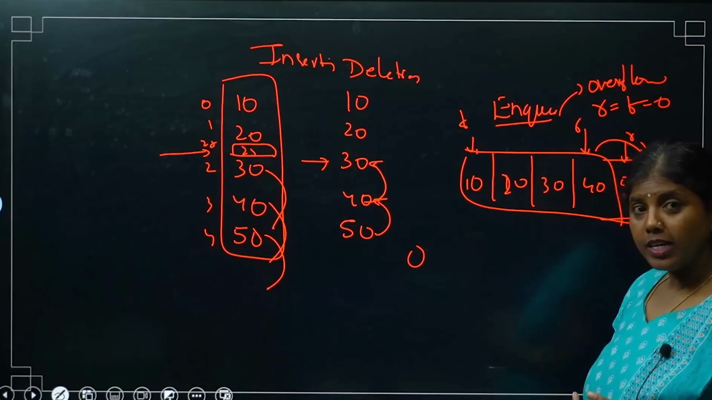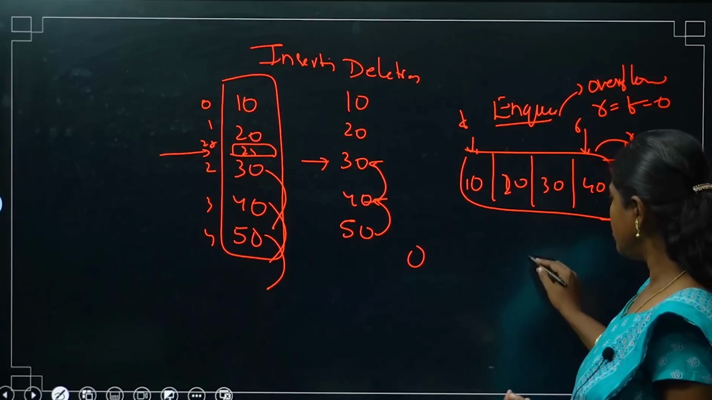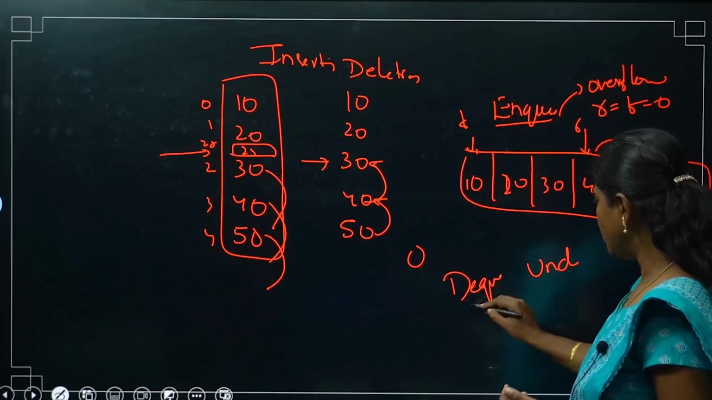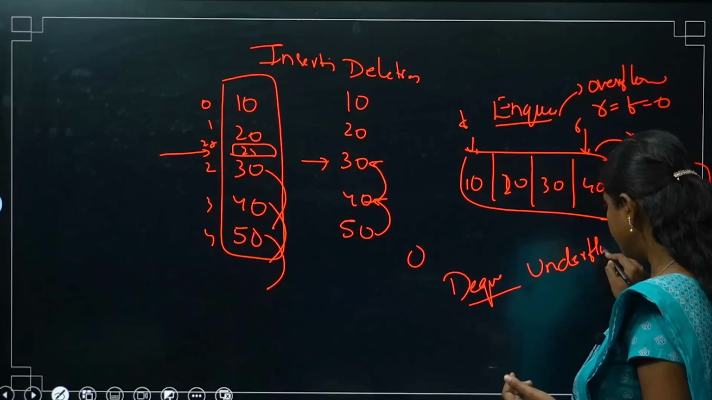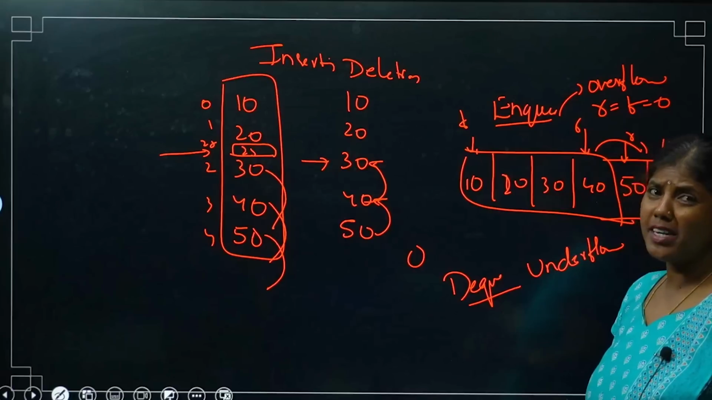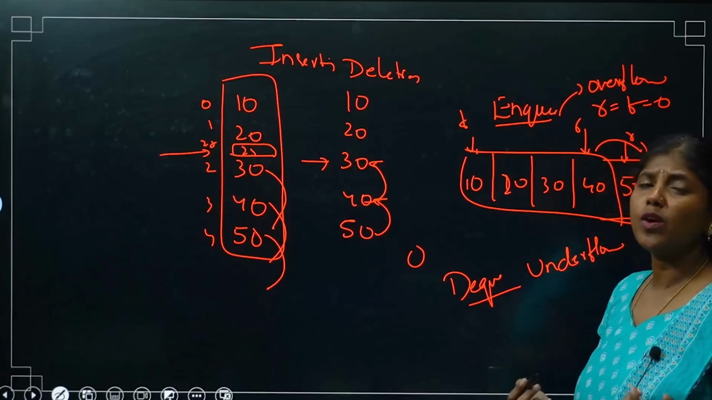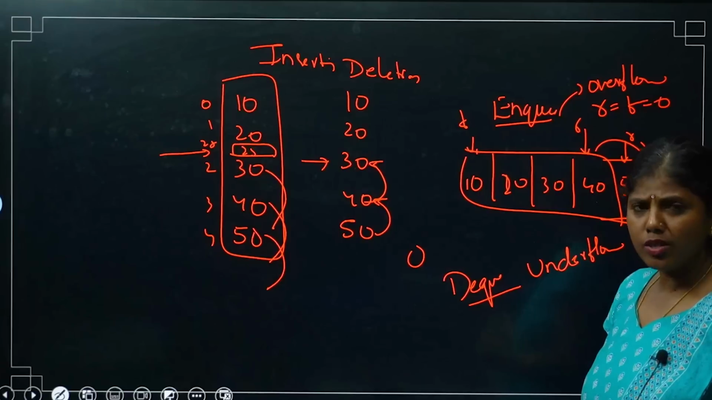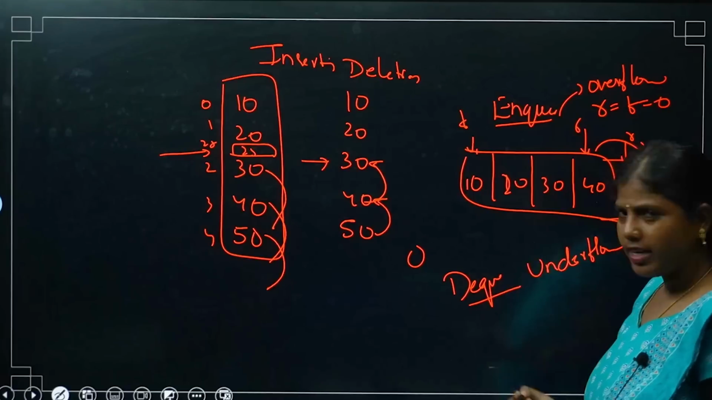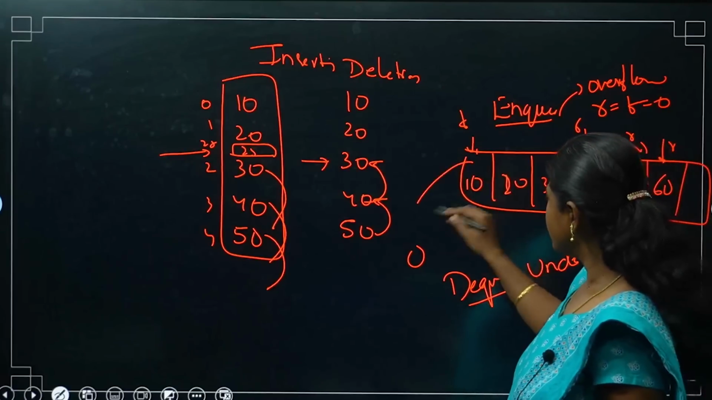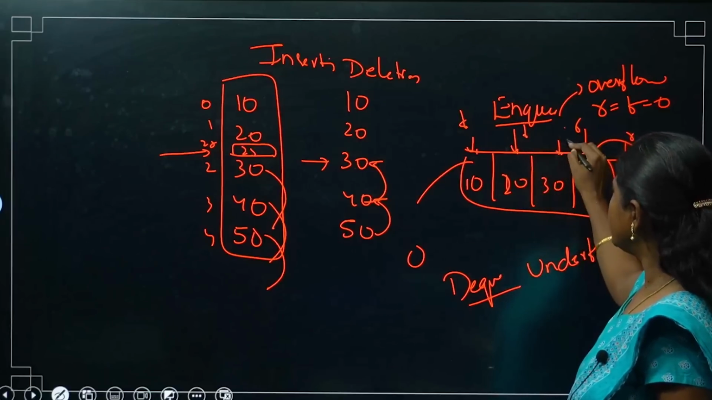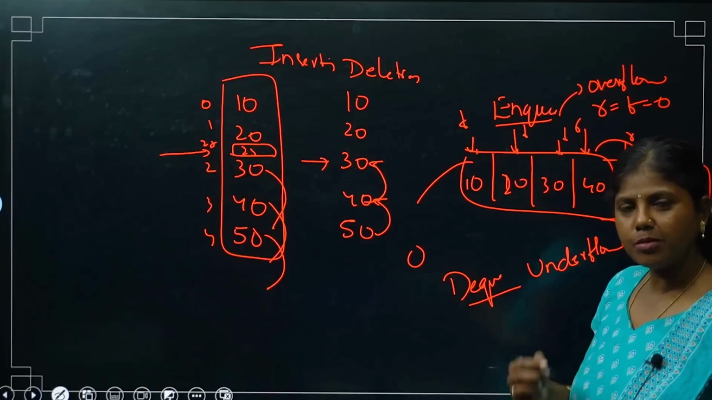What is DQ? First you need to check for the underflow condition. If front is equal to -1, front is null, when there is no element, how can we delete an element? So check the underflow condition. Otherwise, let's consider I want to delete the element. Take out the element and then increment the front.